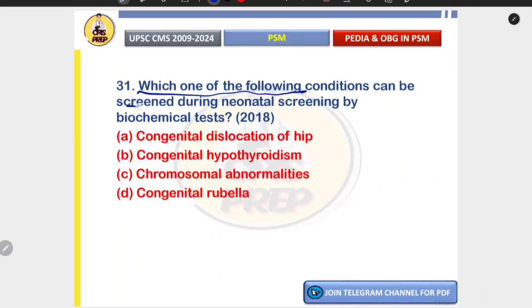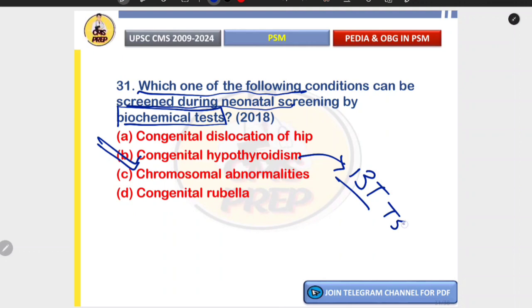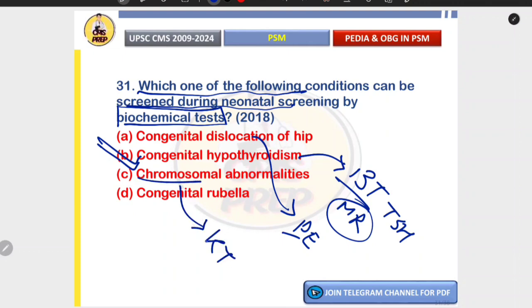Which of the following conditions can be screened during neonatal screening by biochemical test? So the correct answer is congenital hypothyroidism. Congenital hypothyroidism can be detected early by a simple blood test for TSH level. So early treatment prevents mental retardation. Congenital dislocation of hip is detected by physical examination by Ortolani or Barlow's test, not by biochemical test. Chromosomal abnormality needs karyotyping, not biochemical test. And congenital rubella is diagnosed by serology or clinical signs, not by biochemical screening. So the correct option is B.